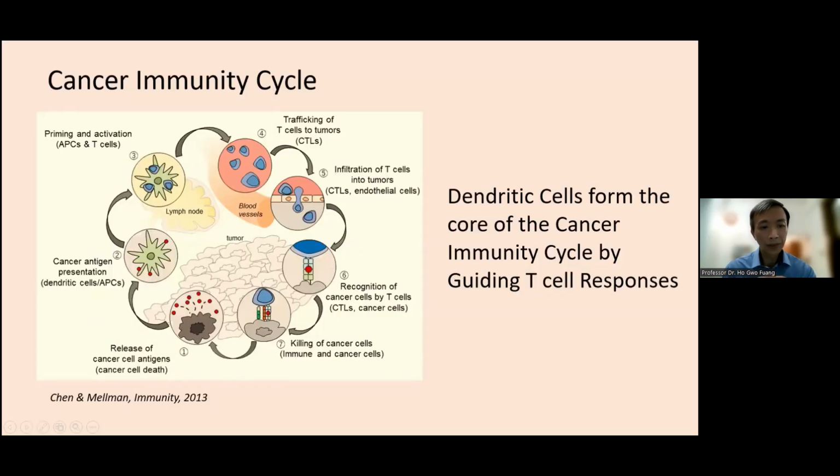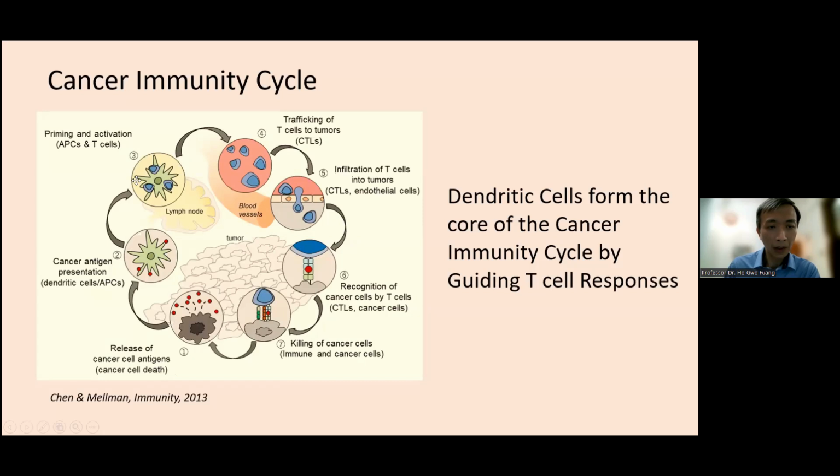Today I'm talking on dendritic cell cytokine-induced killer cell treatment for solid tumors as well as pancreatic cancers. The Chen and Mellman cancer immunity cycle basically shows that the tumor will release cancer cell antigen, which will attract the attention of antigen-presenting cells.